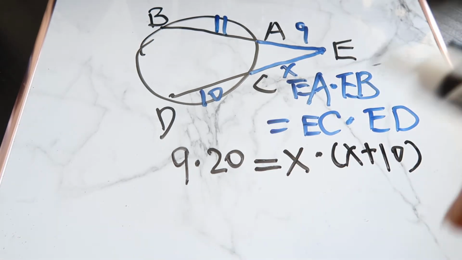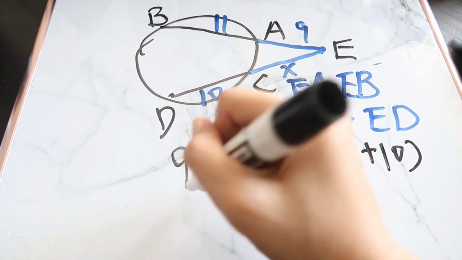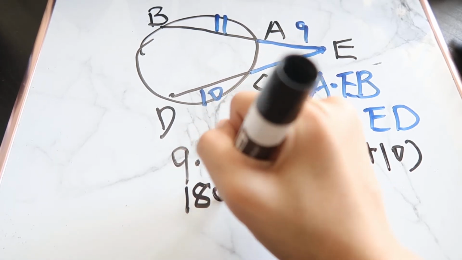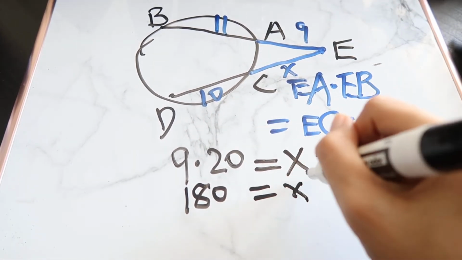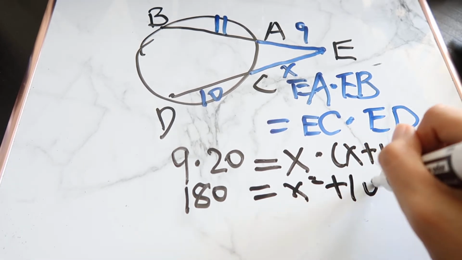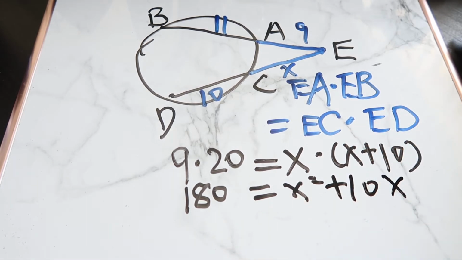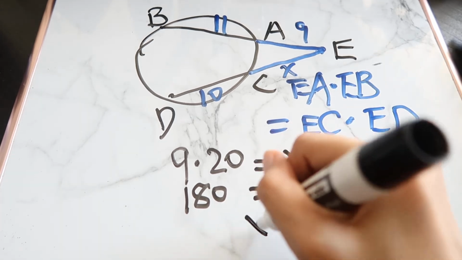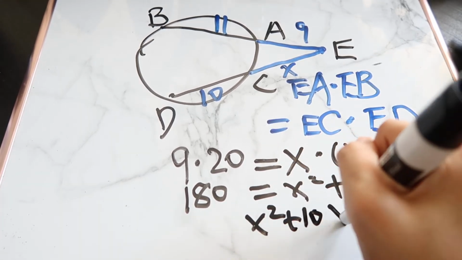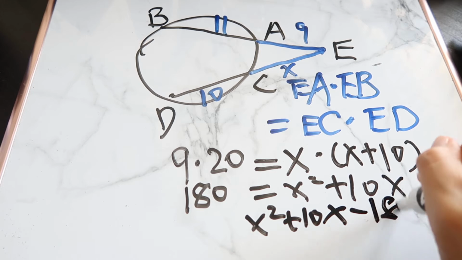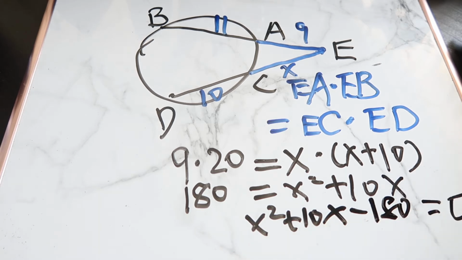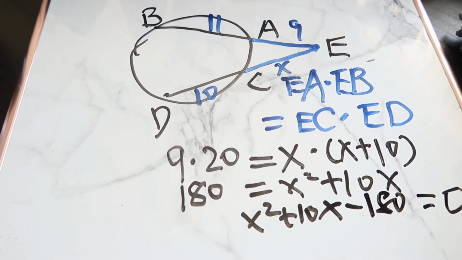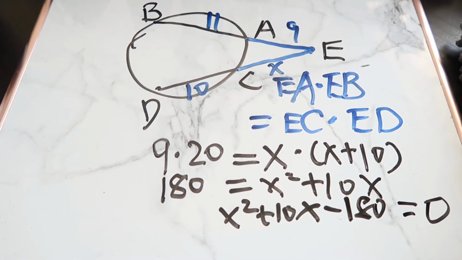Alright, and let's see, here we have 180 equals x squared plus 10x, so it would equal x squared plus 10x minus 180 equals 0. Then we would have to solve this equation right here.